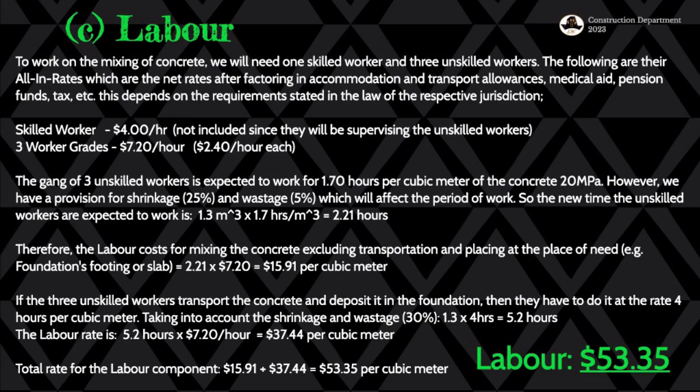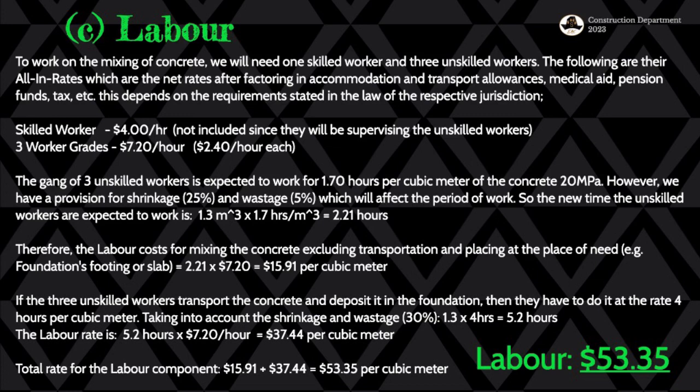And then therefore the labor costs for mixing concrete, including transportation and placing at the place of need, e.g. foundation, footing or slab, is equal to. So we're going to say that we need $7.20, which is for the 3 worker grades, which we saw per hour. And then we know that we have 2.21 hours, which we have already calculated. So the reason why we calculated these hours was because we have our price per hour. So we needed to find the hours that they're going to be working for us to get the price per cubic meter.